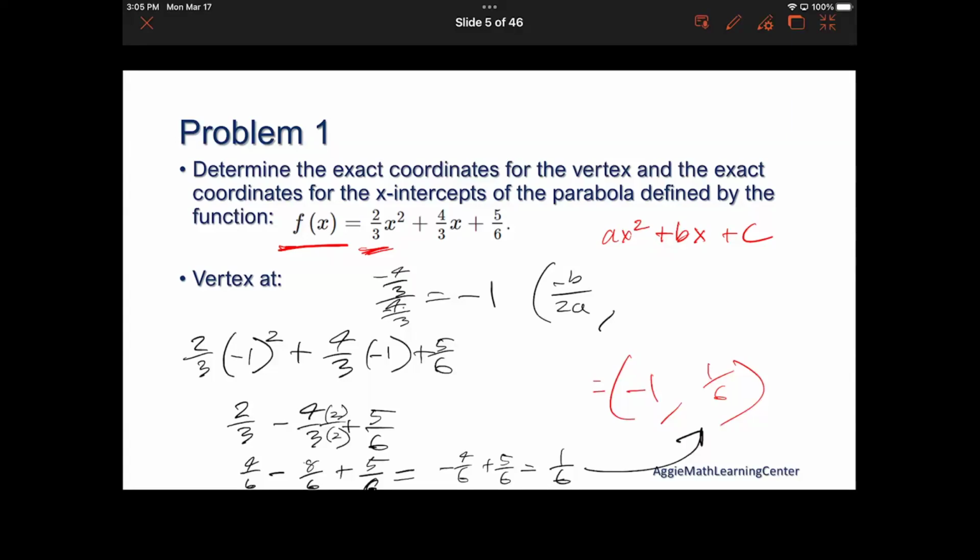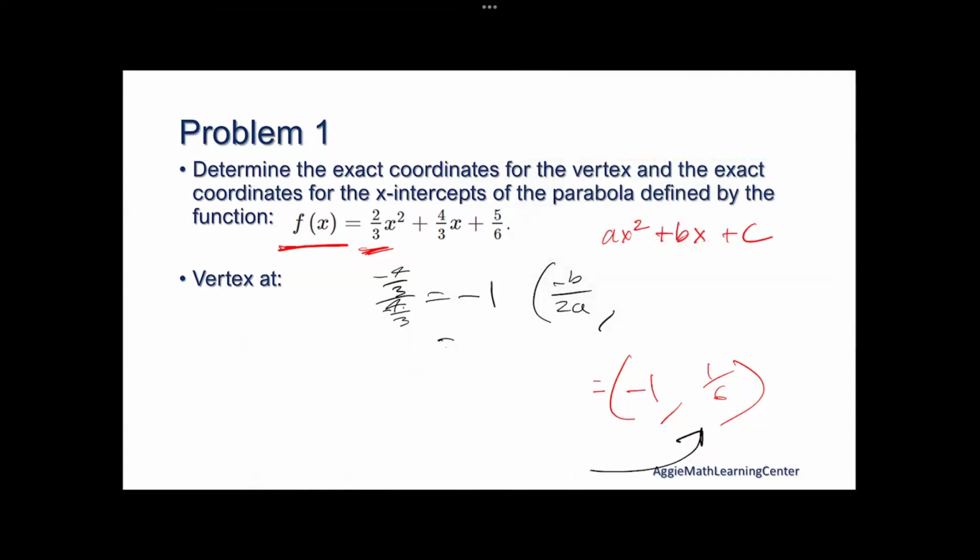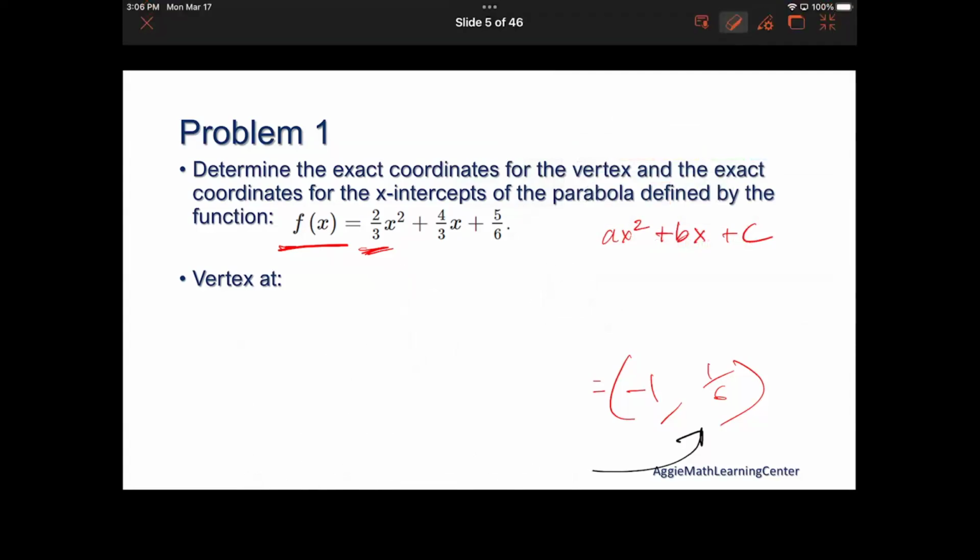And then to find the x-intercepts for standard form, we can use the quadratic formula. Pretty standard right there. However, I need to erase this again. I keep on running out of room. So let's put together our quadratic formula and find our x-intercepts. The quadratic formula will be -b, which in our case is 4/3, plus or minus the square root of b squared minus 4ac, all over 2a.